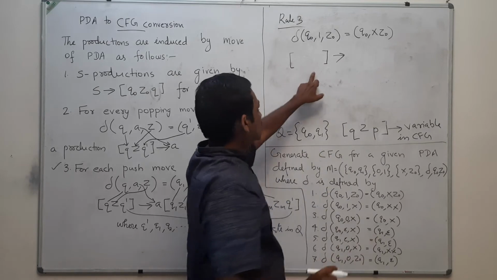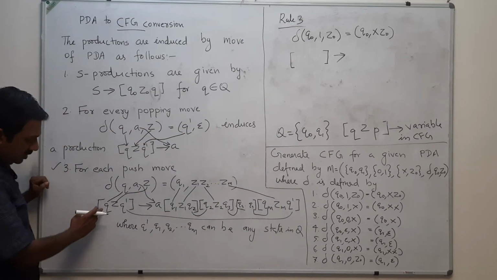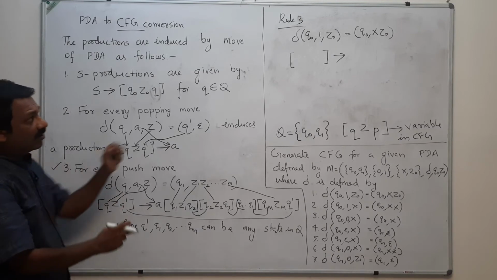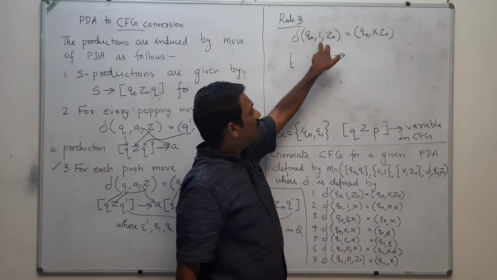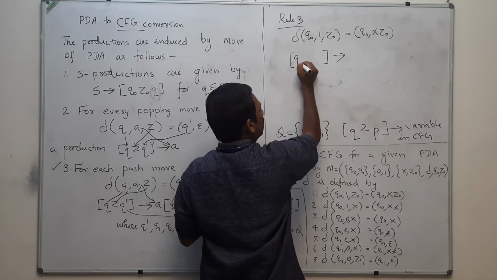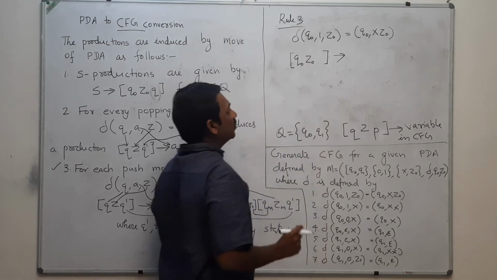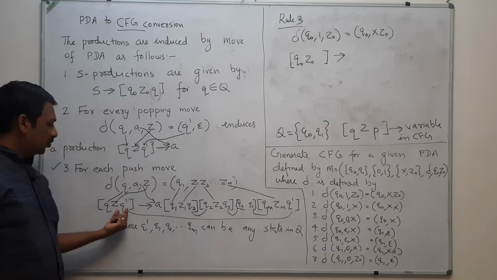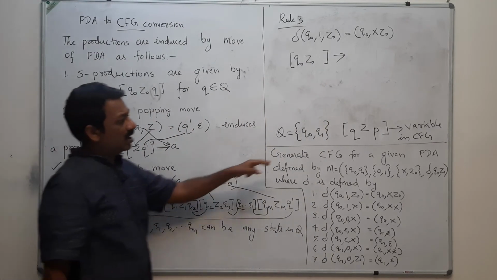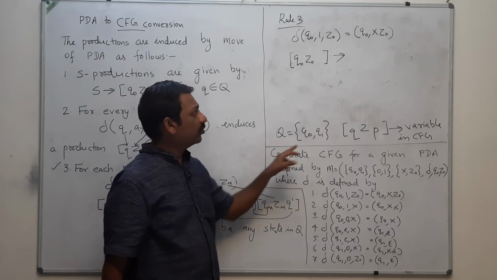Okay, what is this? Q0. That means this Q is coming from here. We have delta of Q0, 1, Z0. This Q0 is coming here, and this Z0 is coming here. Q0 is at 0, and this Q dash can be either Q0 or Q1.